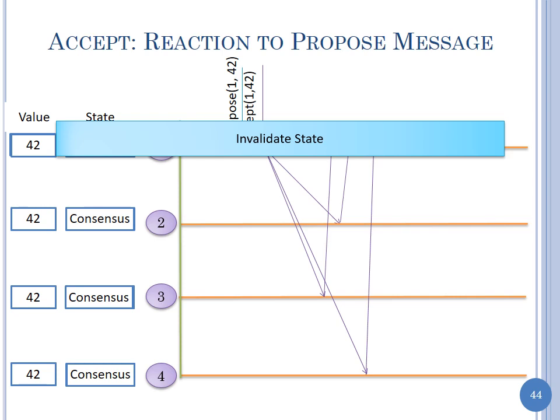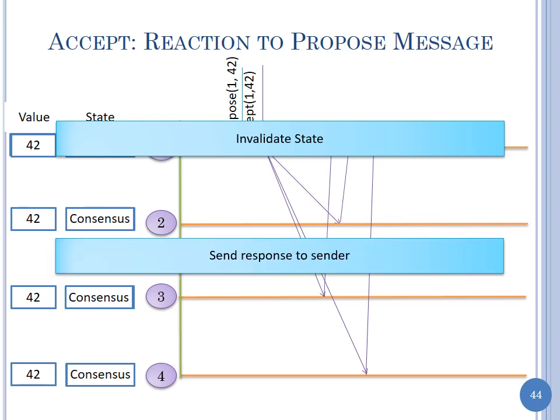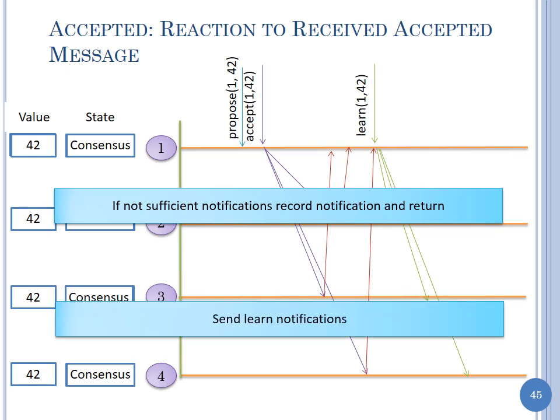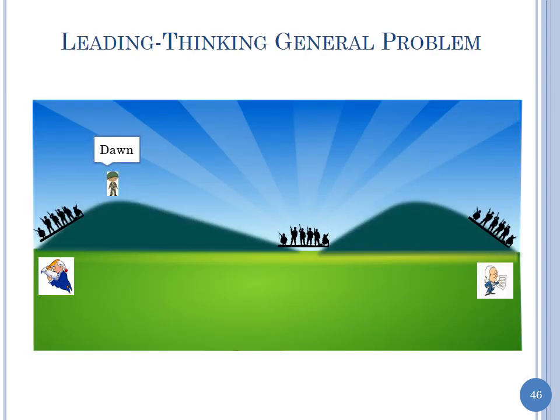So we now have three algorithms, and the accept algorithm is you invalidate state and send response to sender, and we also have an accepted algorithm. So now we have the accept response being received at the proposing site. If not sufficient notification, record notification and return. And if sufficient messages, send learn notifications.